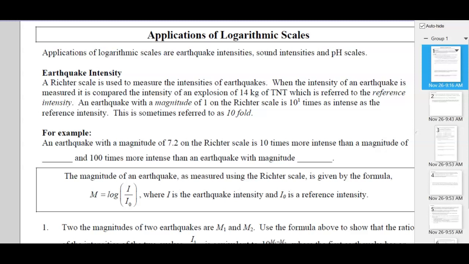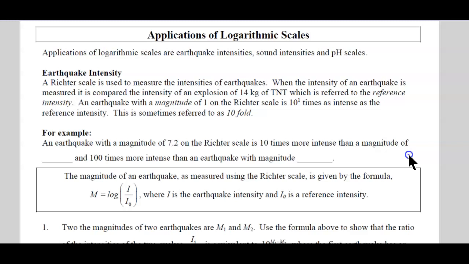Applications of log scales are earthquake intensities, sound intensities, and pH scales. So those are the ones that we're going to concentrate on. Okay, so the Richter scale.